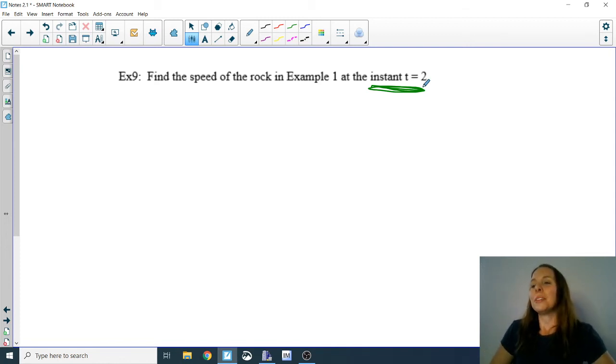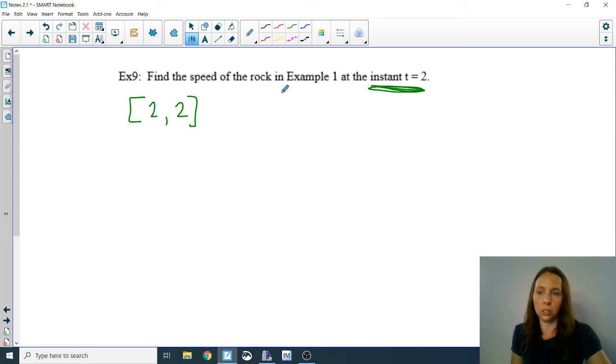Okay, so what I'm going to do is set this up really similarly to how I just set up example 8 to show the similarities, and then I'll show you the main difference in what you need to do. I am now trying to find the speed at the instant t equals 2. I could still try to set that up as an interval of time. However, if it's at an instant of time, the beginning time and the ending time are the same. So my interval is going to be set up as from t equals 2 to t equals 2.